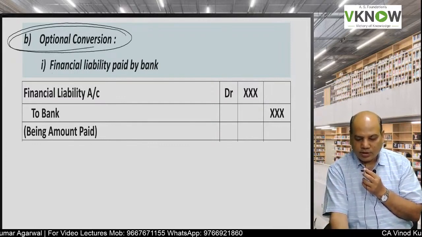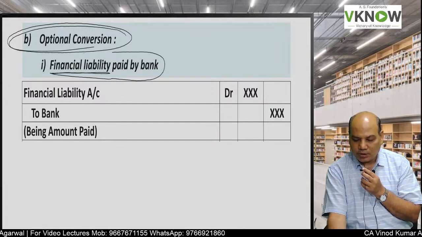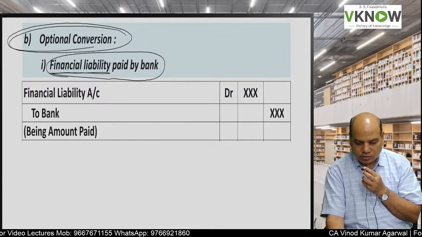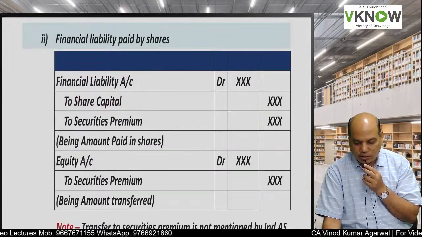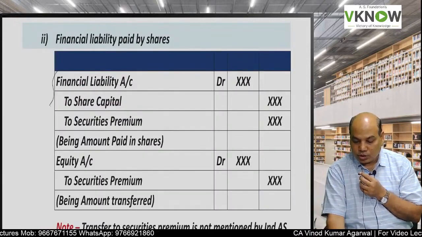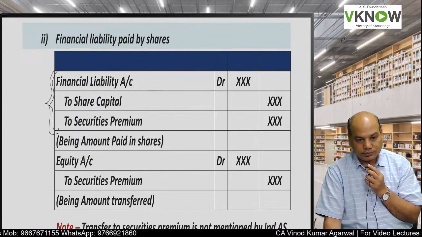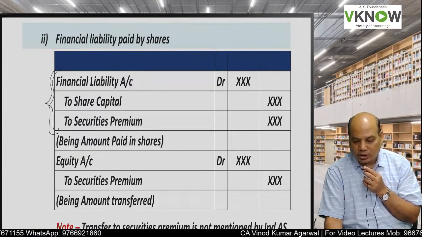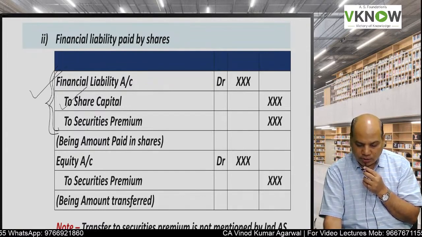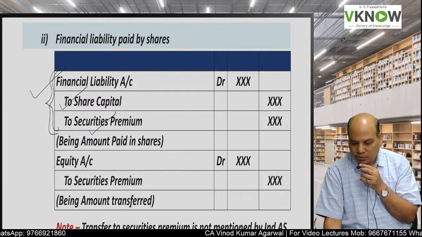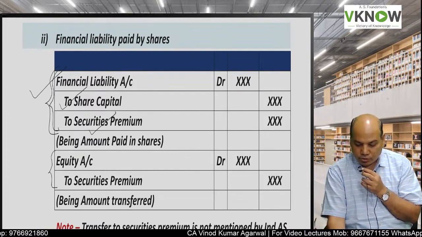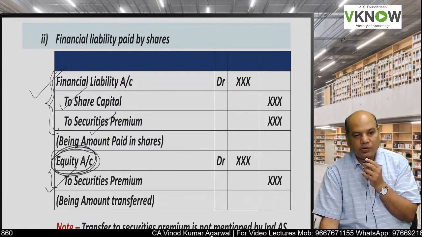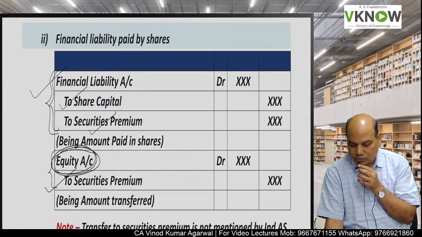Suppose we settle the financial liability by paying cash. Suppose the holder wants cash, financial liability to bank. Suppose the holder wants shares, or we issue shares, then the liability account debit to share capital to securities premium. And whatever is the balance left in equity account, that we will transfer to securities premium account.